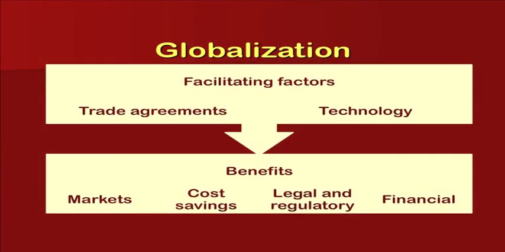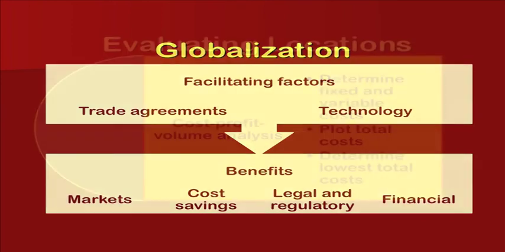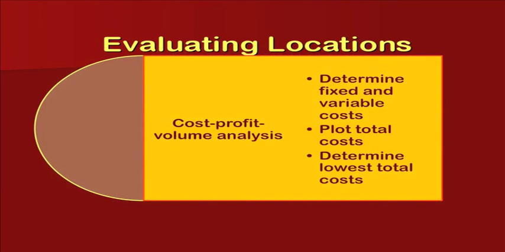Globalization focuses on facilitating factors of trade agreements and technology. The benefits are that markets grow, cost is saved, the legal and regulatory framework is clear and systematic, and financial aid is available. Now, let us evaluate the locations. We do a cost and profit volume analysis, where we determine the fixed and the variable cost and plot total cost, and determine the lowest total cost.